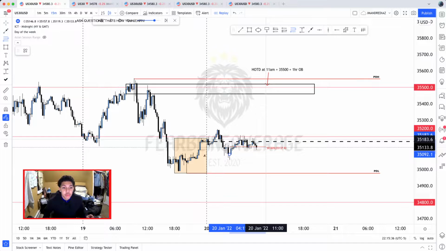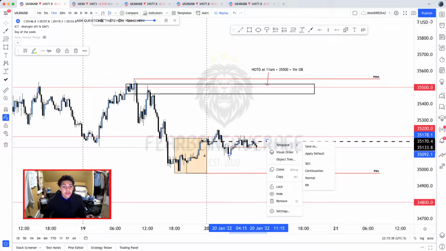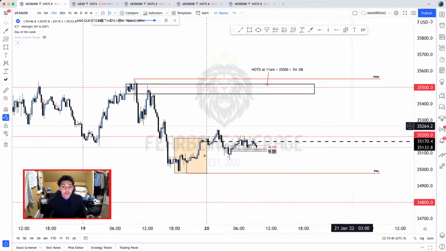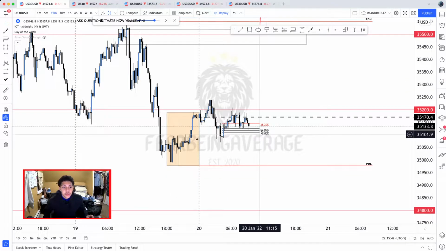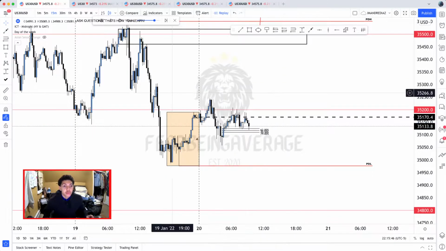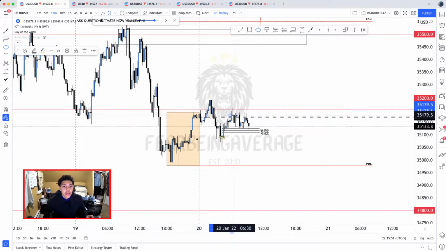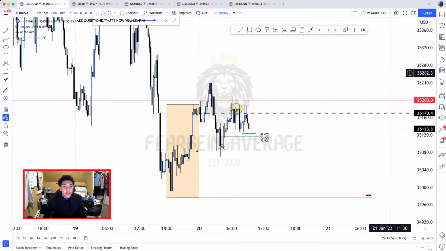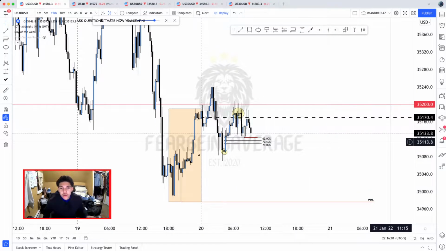So what did I do? I pulled my fib from that low that was created during the London session. I pulled the normal fib just like that. Okay, I'm going to get rid of the 38.20%. So from this low to this high is where I drew my fib from. And as you can see, price came down. I was anticipating price to potentially clear this low, tag into this 35,100 area, but it actually didn't. It was all the way down here.